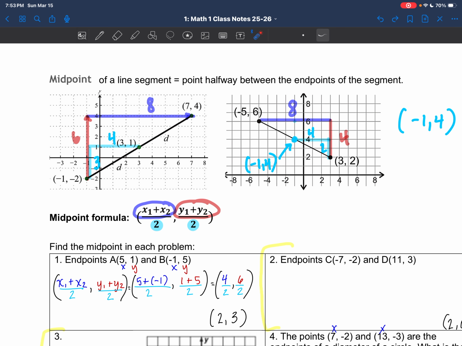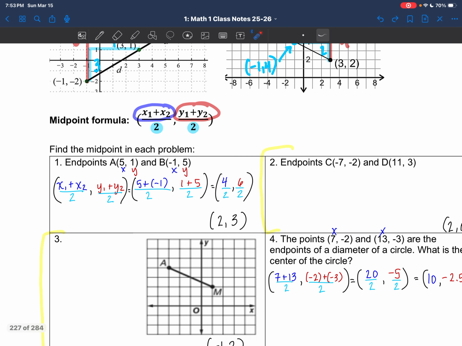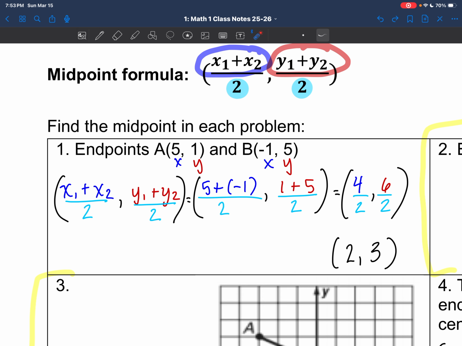And then you could take your y's, add them together, and divide by 2. And either way, that's going to give you your new ordered pair. All right, so you're going to go ahead and do the same thing here. Endpoints. So now we're going to figure out how to find the midpoint if it gives us the ends.